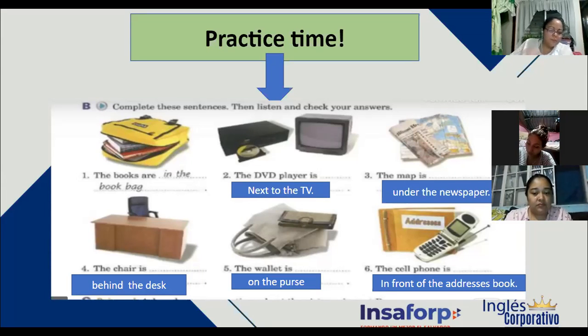How do you pronounce atrás? Behind the desk. Correct. Number 5. The wallet is on the purse. Correct. Thank you. And number 6. The cell phone is in front of the address book.